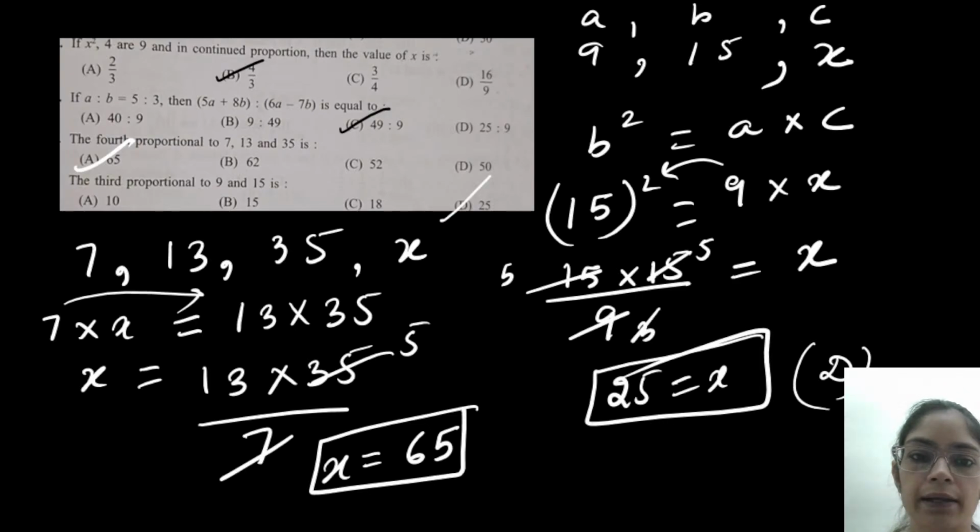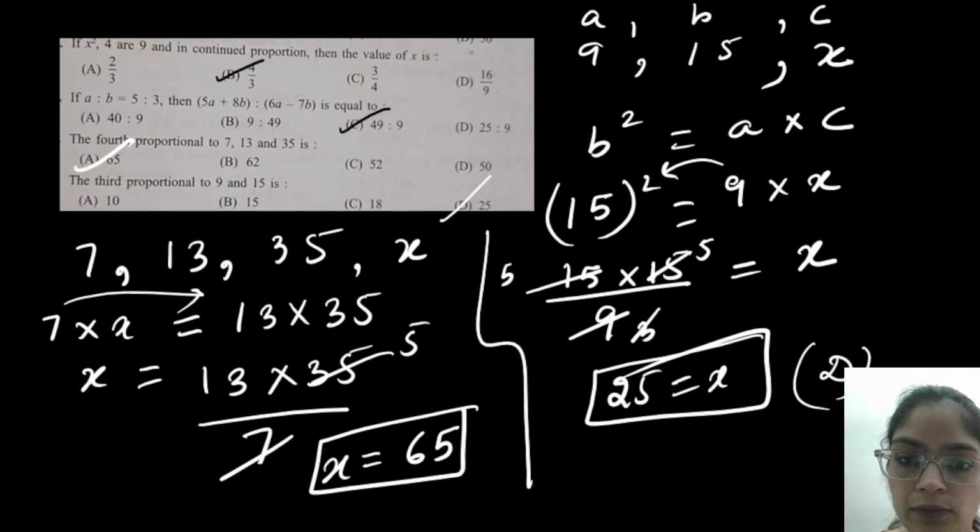So this was just the starting of the chapter, so questions were very easy. X is equals to 45. No, x is equals to 25. X is equals to 25. You can see the working out here. I have done the working out this side, right side.